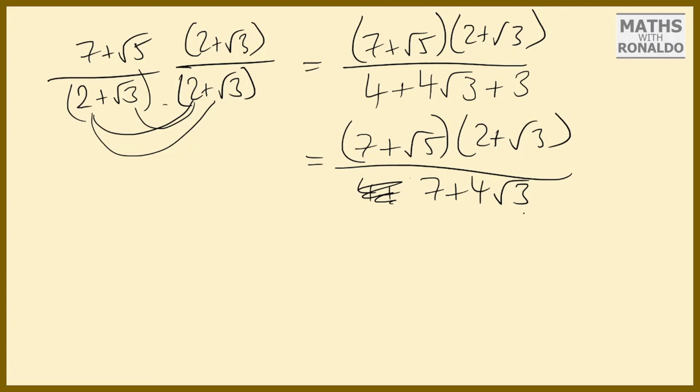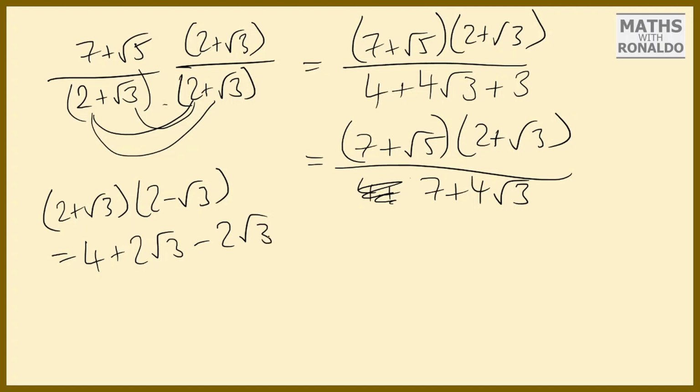What you may have realized is we still have a surd on the bottom, and that is exactly what we don't want. What we could do instead is multiply by 2 minus root 3. This will make sure the middle term cancels out, because if we have 2 plus root 3, 2 minus root 3, that gives 4 plus 2 root 3 minus 2 root 3 minus 3. And these are equal to 0, so we just get 4 minus 3, which is 1.